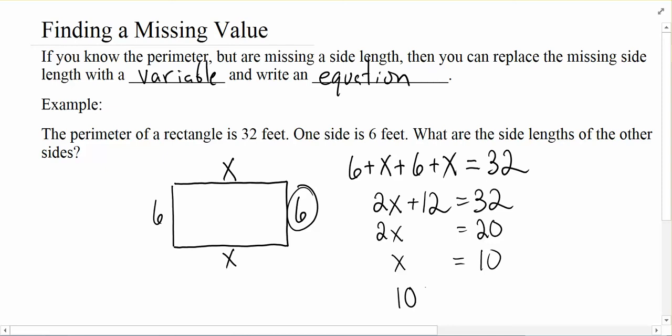So we're not going to say x equals 10, because we made up the variable x. We're just going to say, hey, the missing side is 10 feet. And then we can even check our answer. We could plug the 10 into our picture and say, if I had 10 plus 10 is 20, plus 6 is 26, plus the other 6 is 32, hey, that works out. It's perfect.